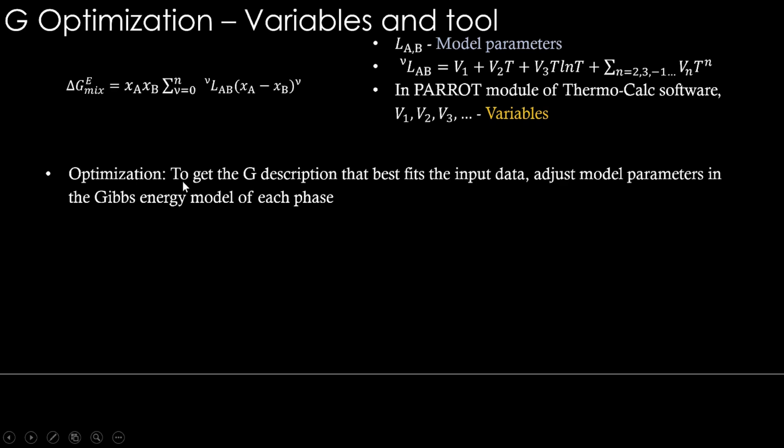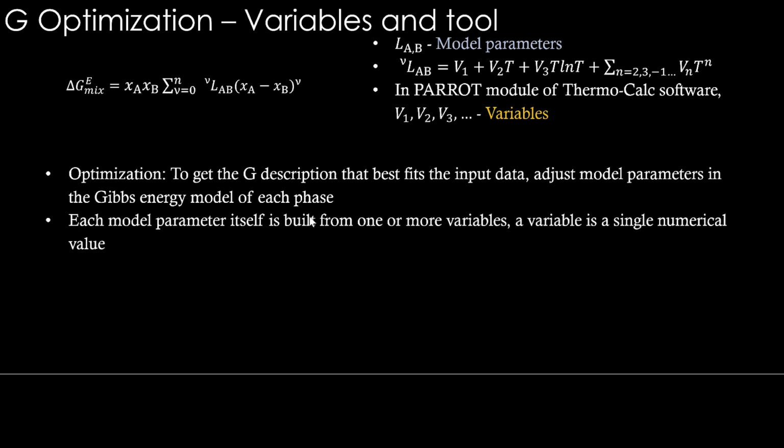So the optimization procedure is to get the Gibbs energy description that best fits the input data, by adjusting model parameters in the Gibbs energy model of each phase. Each model parameter itself is built from one or more variables. A variable is a single numerical value, and that's what we have to get for v1, v2 and v3. We have to get a single numerical value for each of them.